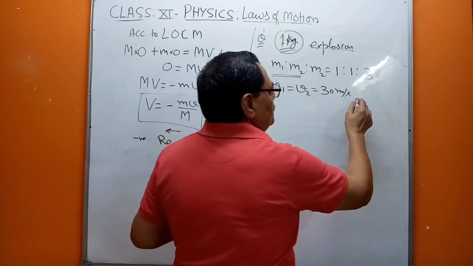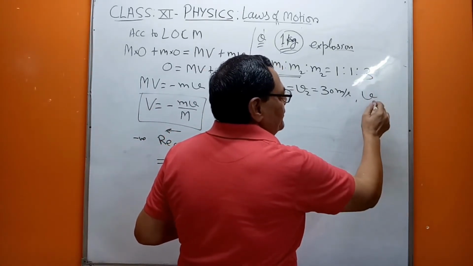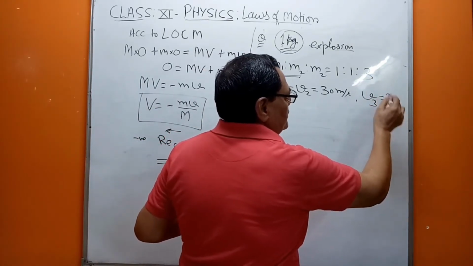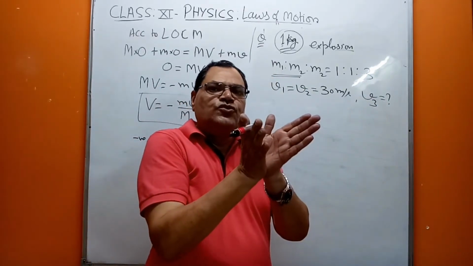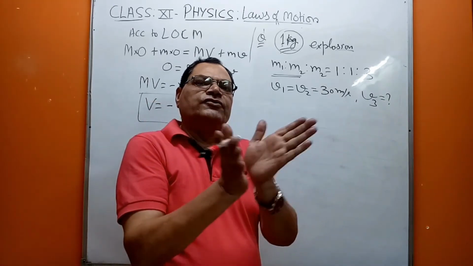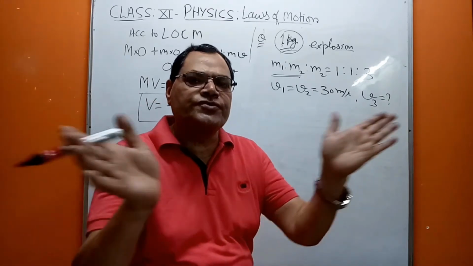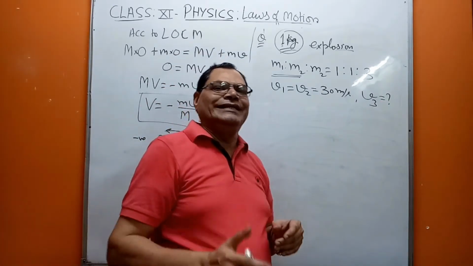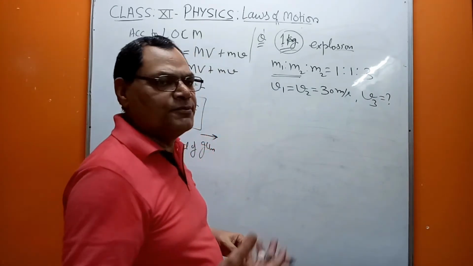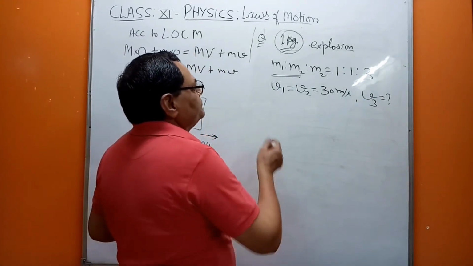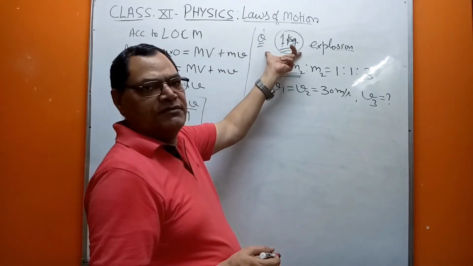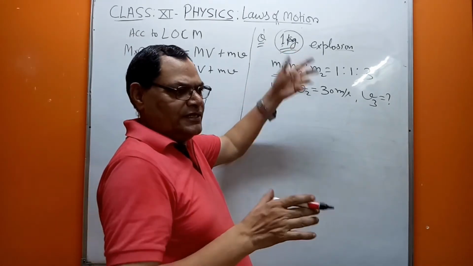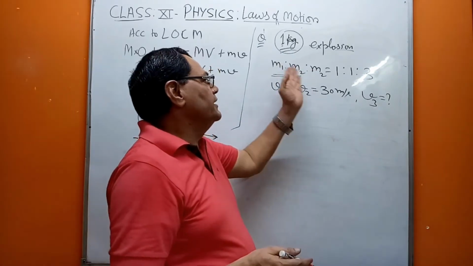We have to find out the velocity of the third, heavier fragment, that is, what is the velocity v3, if these two particles of equal masses move perpendicular to each other after the explosion. Clear? Now see the question again.